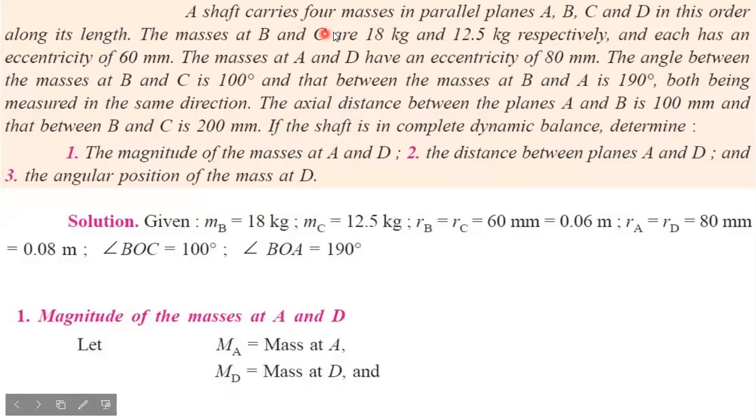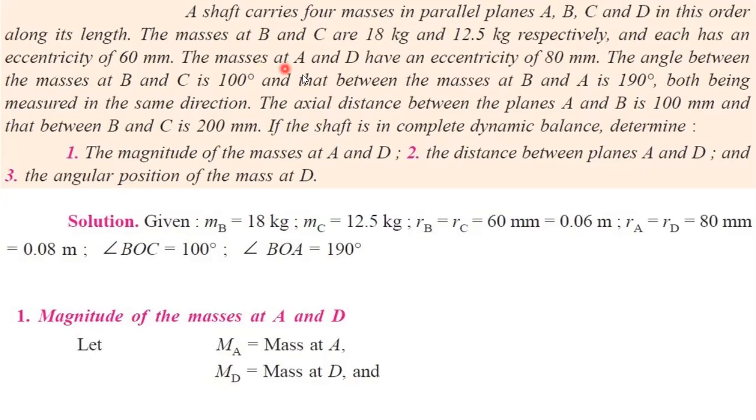A shaft carries four masses in parallel planes A, B, C and D in this order along its length. So the order is A, B, C and D. The masses B and C are 18 kg and 12.5 kg. So the mass of B and mass of C they have given, and each has an eccentricity of 60 mm. This eccentricity is nothing but radius. So RB and RC are 60 mm, convert into meter.